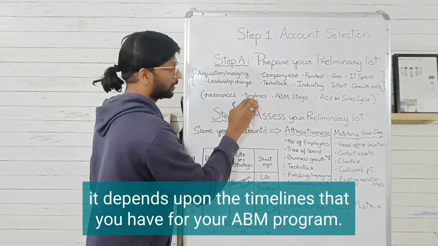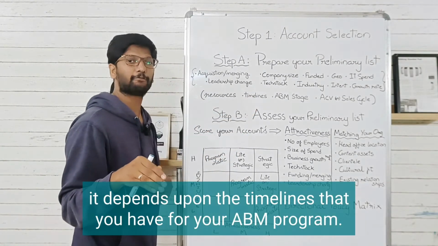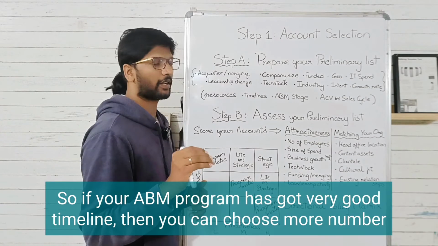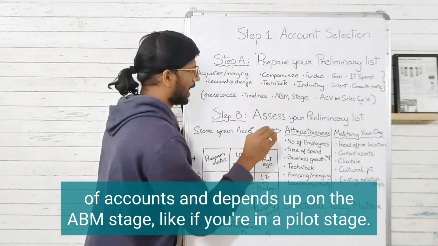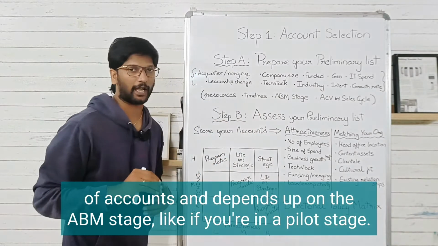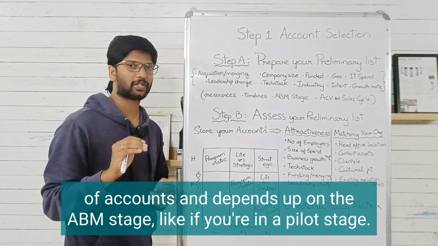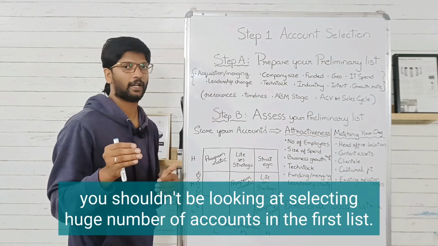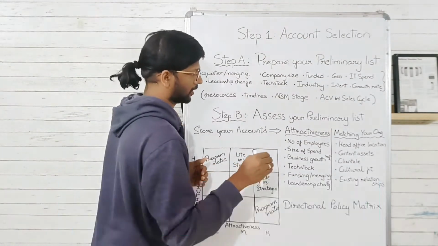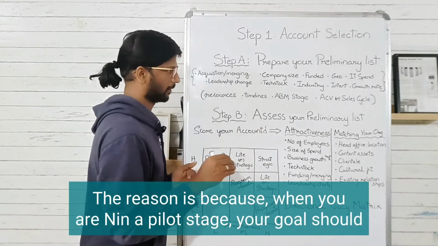And then, as I was telling you, it depends upon your resources, right? And also it depends upon the timelines that you have for your ABM program. If your ABM program has a very good timeline, then you can choose a larger number of accounts. And it depends upon the ABM stage. Like if you are in a pilot stage, you shouldn't be looking at selecting a huge number of accounts in the first list. Try to reduce it as much as possible.